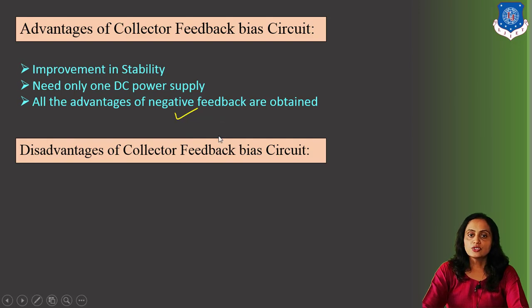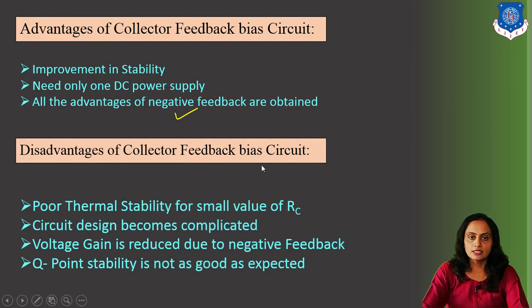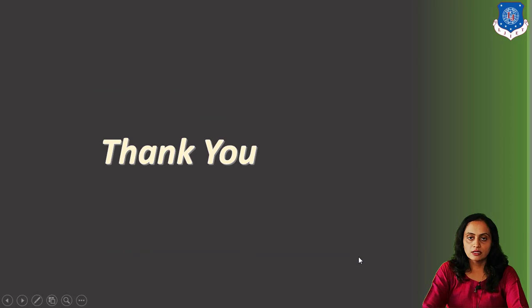Now the disadvantages of the collector feedback bias circuit: we have poor thermal stability for small values of collector resistance, and the circuit design becomes complicated. Voltage gain is reduced due to the negative feedback, and the Q point stability is not as good as expected. So these are the disadvantages of the collector feedback bias circuit.